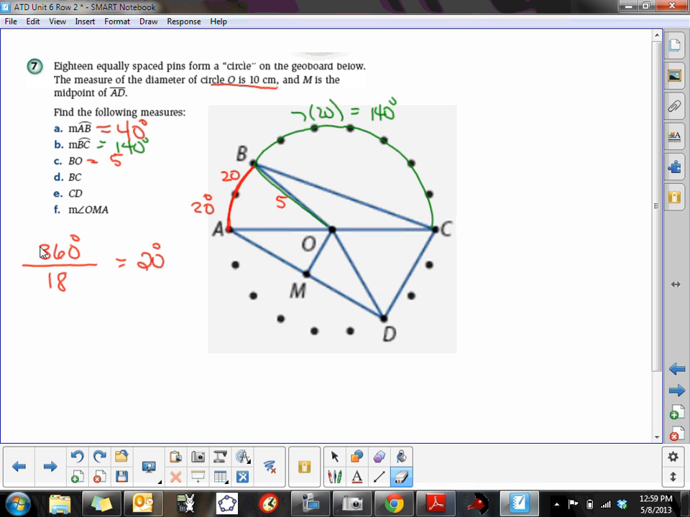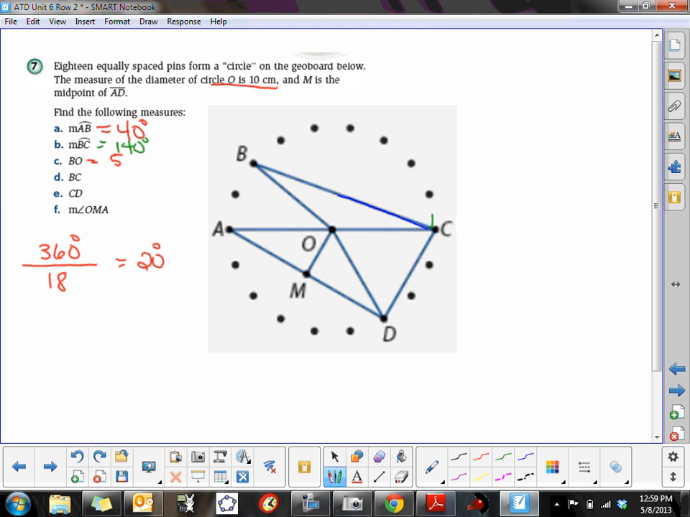Okay, I'm going to clear some of this to help me find the length of BC. BC is clearly this chord running from B to C, and we want to find its length. What we just figured out is that this arc out here is 140 degrees. If the intercepted arc by that chord is 140 degrees, that means the central angle in here is also 140 degrees.